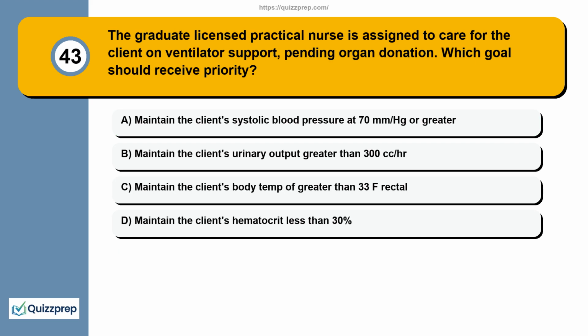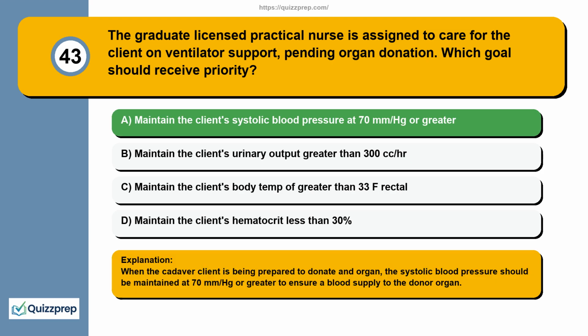Question 43. The graduate licensed practical nurse is assigned to care for the client on ventilator support, pending organ donation. Which goal should receive priority? Maintain the client's systolic blood pressure at 70 mm/Hg or greater. Maintain the client's urinary output greater than 300 cubic centimeters per hour. Maintain the client's body temp of greater than 33 F rectal. Maintain the client's hematocrit less than 30%.